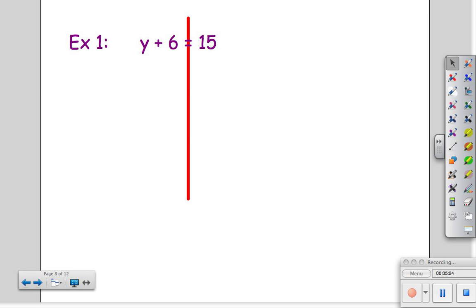On the left, we've got y plus 6. I want to get y by itself, so I have to isolate that variable. The inverse of adding 6 is going to be subtracting 6. So if I take away 6 on the left, in order to keep my scale balanced, I have to do the same thing on the right. 6 minus 6 is 0, so I'm just left with y on the left. 15 minus 6 is 9. So my final answer is y equals 9.